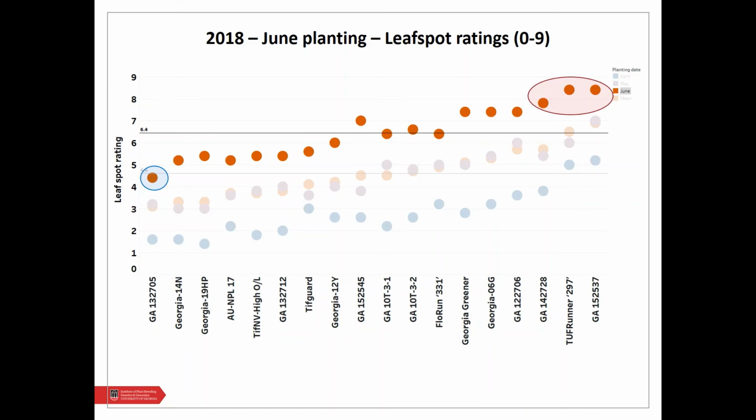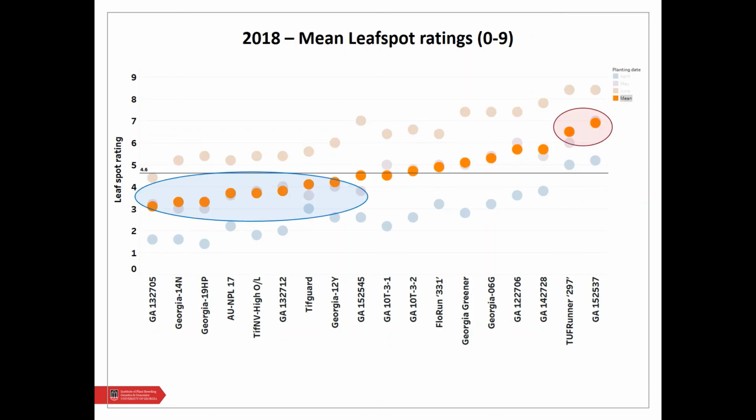The June planted trial saw the highest leaf spot ratings in Georgia 14 27 28 and Georgia 15 25 37 and Tough Runner 297. The lowest leaf spot rating was seen for Georgia 13 27 05. Averaged across 2018, cultivars with the lowest leaf spot rating were Georgia 14N, Georgia 19HP, Auburn MPL 17, Tifton V HIOL, Tifton, and Georgia 12Y.